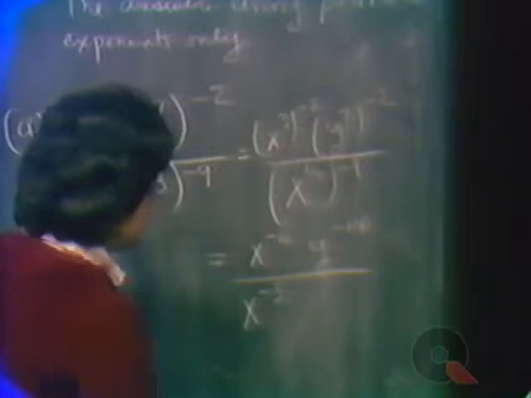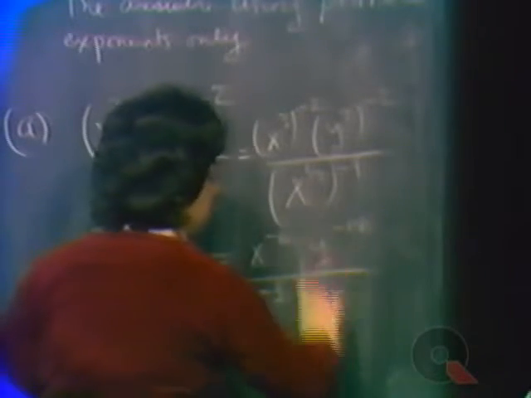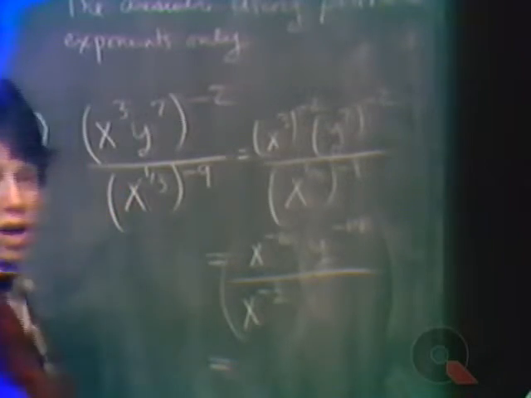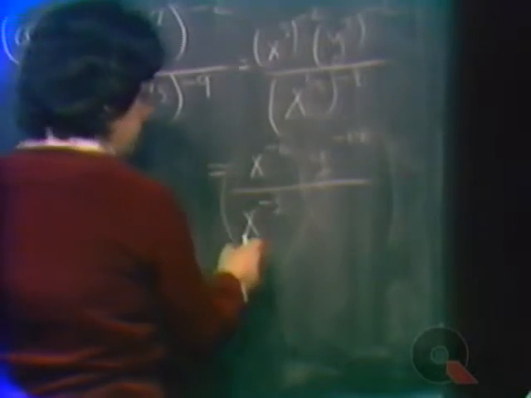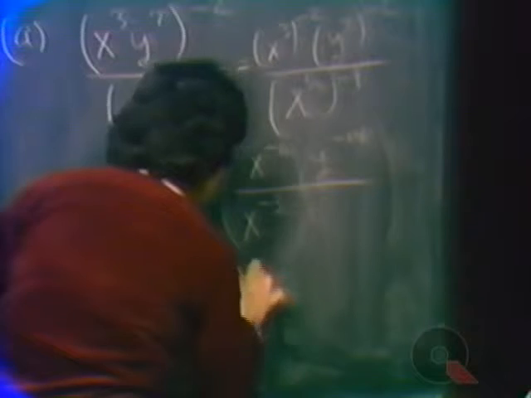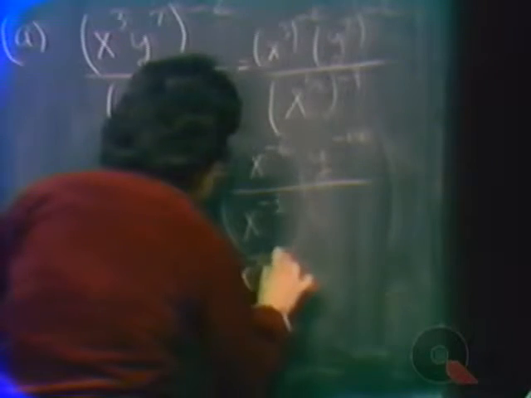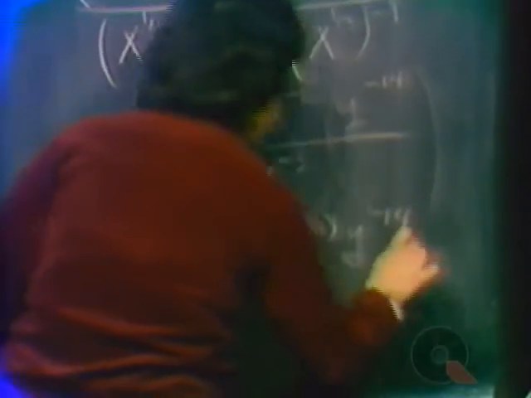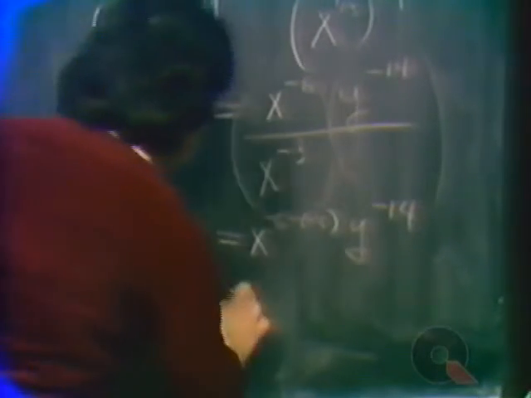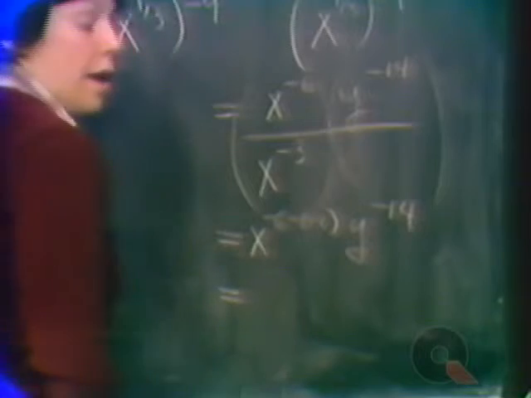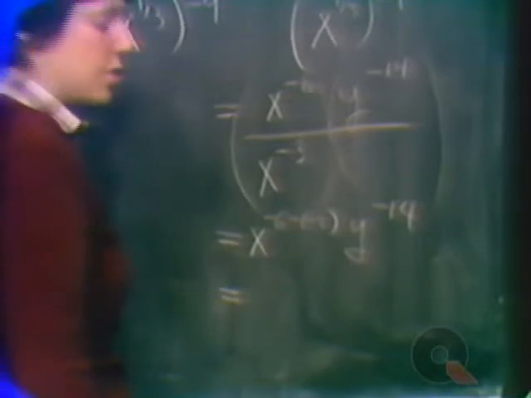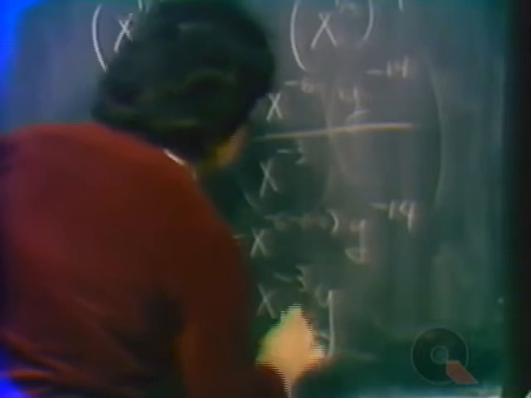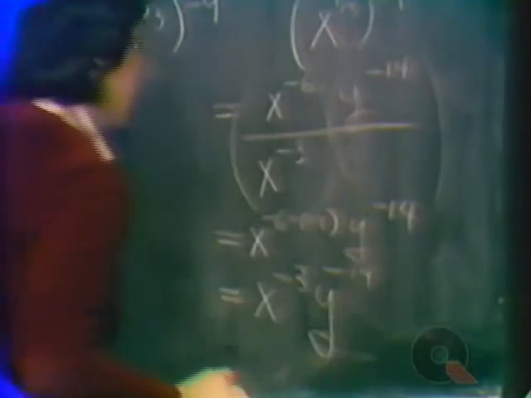Now we can break this up. We can make it this times this. When you divide and you have the same base, you can subtract the powers. So it's x to the minus 6 minus a minus 3 power, y to the minus 14 power, giving us minus 6 minus a minus 3, which is minus 6 plus 3, or minus 3. So we have x to the minus 3, y to the minus 14 power.